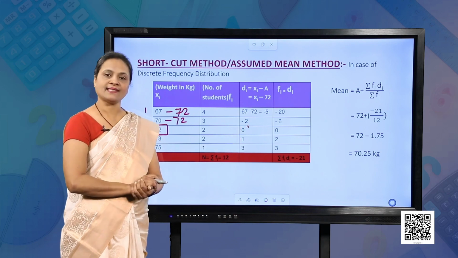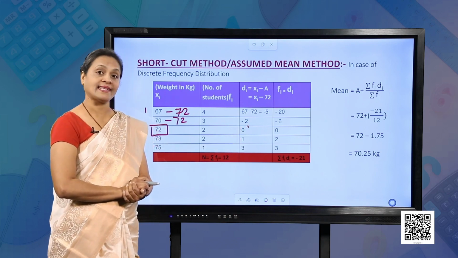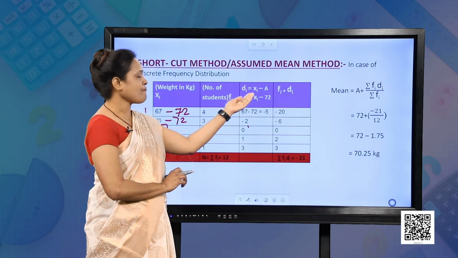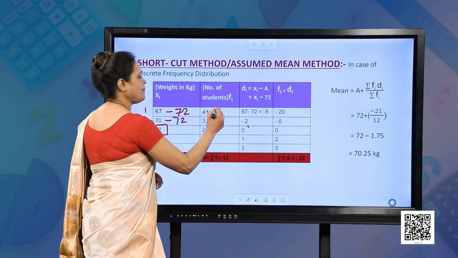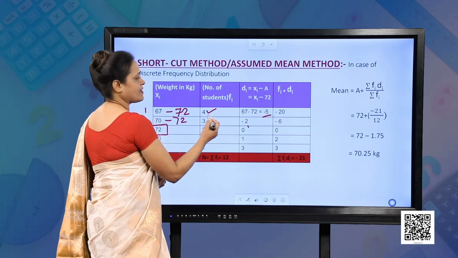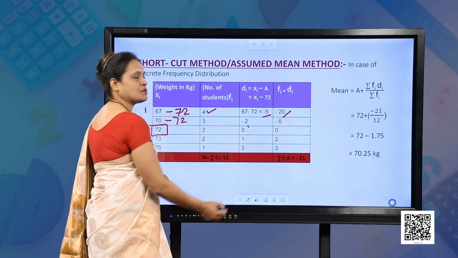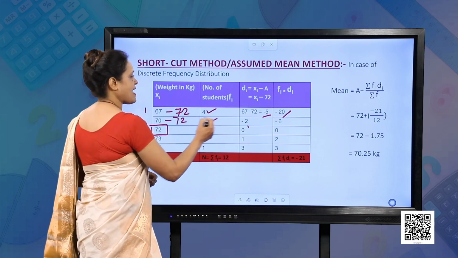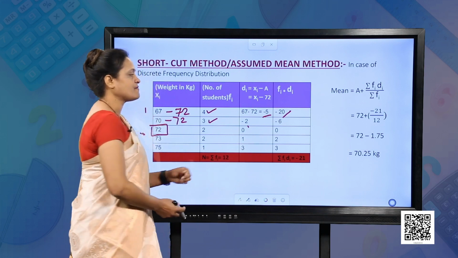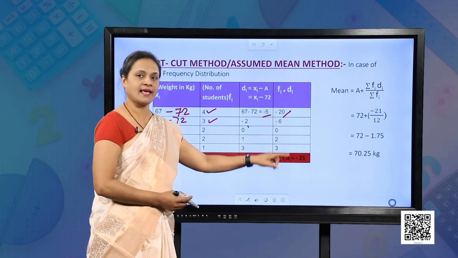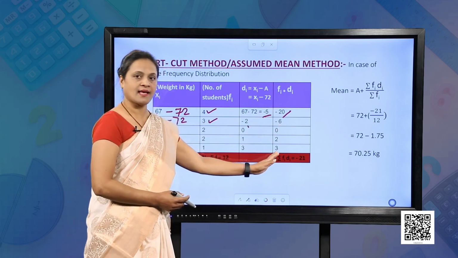As in the previous case, I multiplied fi and xi. In this case, fi and di will be multiplied. So, 4 multiplied by minus 5 gives me the answer minus 20. In the same way, 3 multiplied by minus 2 gives me the answer minus 6. All the products are there.